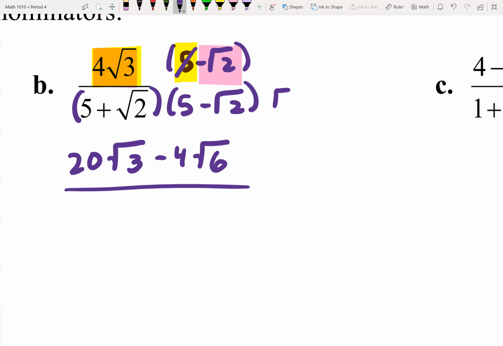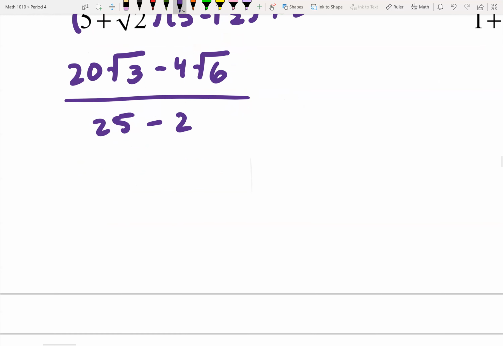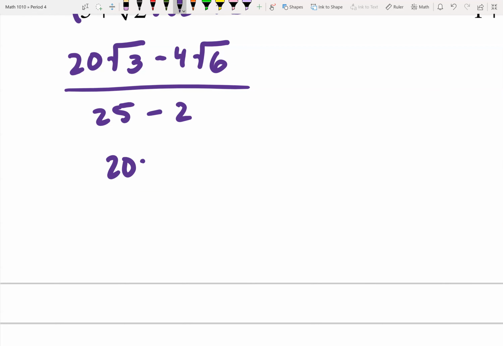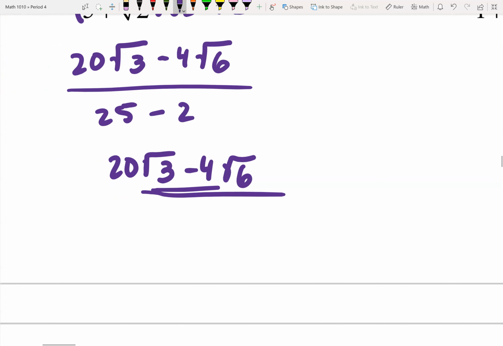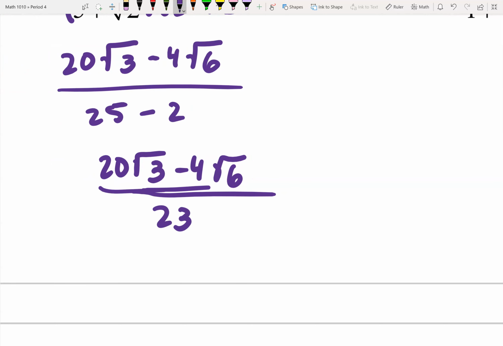On the bottom, F and L. 5 times 5 is 25. Positive times a negative is a negative. Square root of 2 times the square root of 2 is 2. So I have 20 square root of 3 minus 4 square root of 6 all over 23. That's my answer. Nothing reduces. Done.